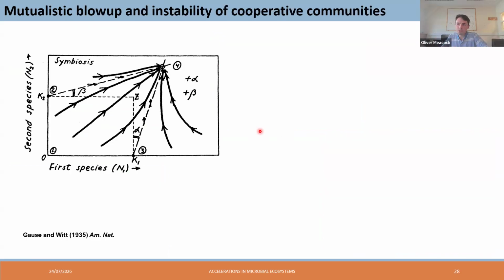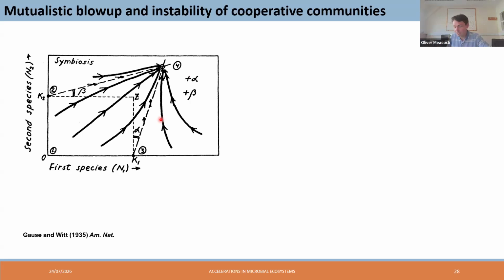But when we look at this from a phenomenological perspective, there's some weird results that we get out of this. So this is a kind of classic pathology in these phenomenological models, which is called mutualistic blow-up. So basically what this says is that if your two populations benefit each other too much, they're just going to spiral off to infinity. So basically you're going to have a positive feedback loop, and then the populations are just going to get bigger and bigger and bigger without bound.